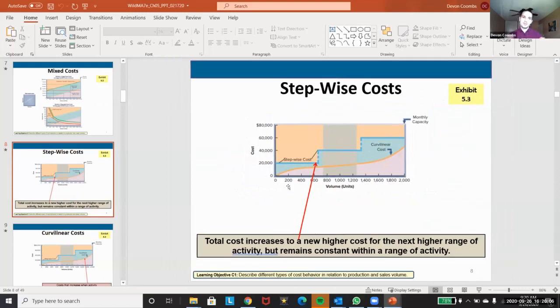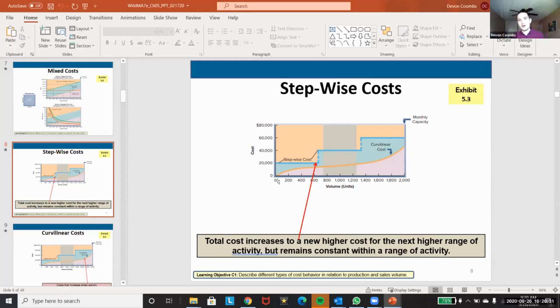I don't expect you to know too much about this slide and the next slide. Just want you to be aware that some costs go up in steps. A good example is if you have a factory, some factories will have a maximum output. That maximum output for this example is about 700 units. So after you have 700 units in that factory, you need to get a new factory in order to make your next bucket of units.